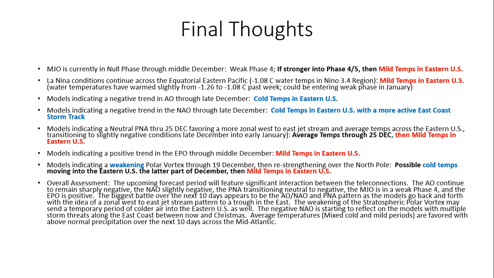So here are my final thoughts for tonight's teleconnections discussion. The MJO is currently in the null phase through the middle of December. You could say, hey, it's on the border there to a weaker phase 4, to the null phase. But if it goes stronger into phases 4 or 5, then we're going to expect milder temperatures in the eastern U.S. For the MJO, if it gets more amplified or stronger, the MJO could definitely have a say in how things turn out for our winter weather for sure.